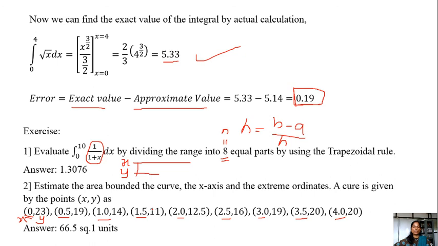So this is the first row of your table, and then in the second row you will get 23, 19, 14, 11, 12.5, 16, 19, 20 and 20. So whatever that table, prepare this table, apply the trapezoidal rule and simplify, and you will get the answer 66.5. We have not been given the unit, so your answer will be the area of the curve is 66.5 square units.